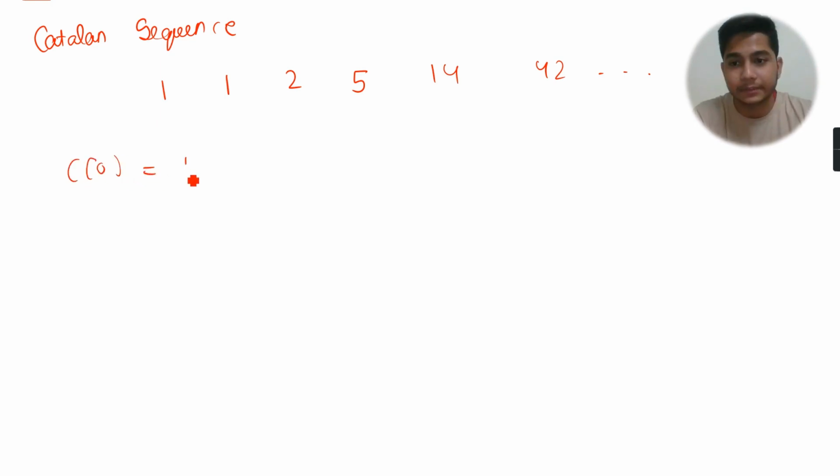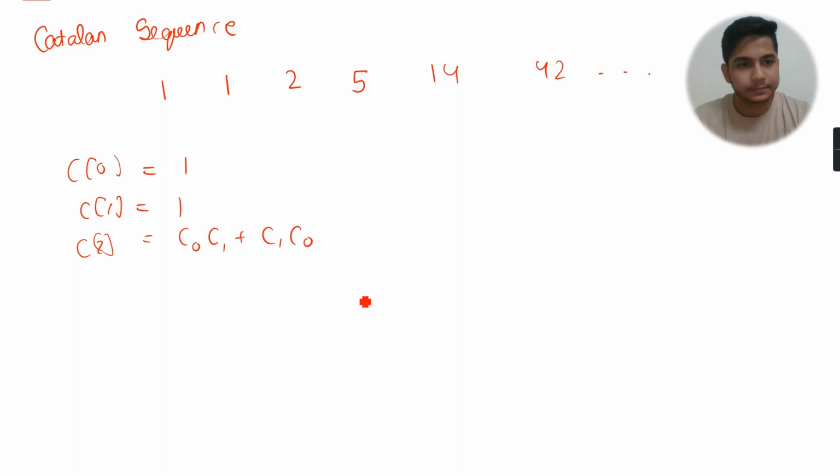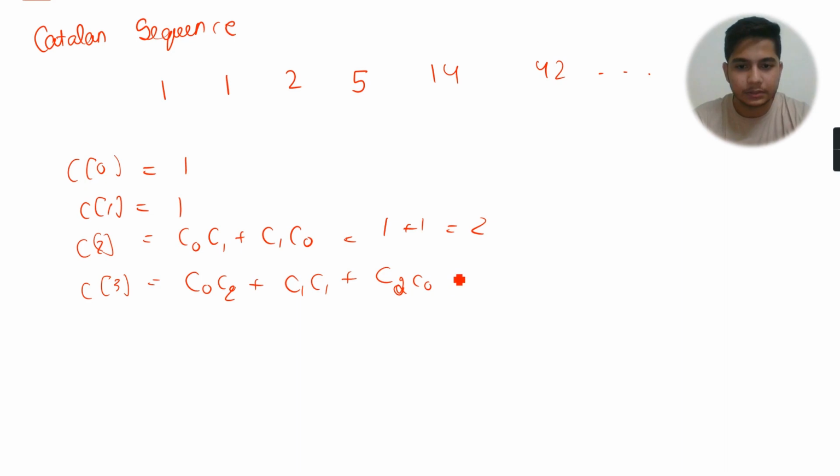So C0 will be, let's say, 1, C1 will be, let's say, 1, C2 will be C0 into C1 plus C1 into C0, right? It will be 1 plus 1, that will be 2. And C3 will be C0 into C2 plus C1 into C1 plus C2 into C0, that will be 1 into 2 plus 1 into 1 plus 2 into 1. Won't it be this only? So this sums up to 5.